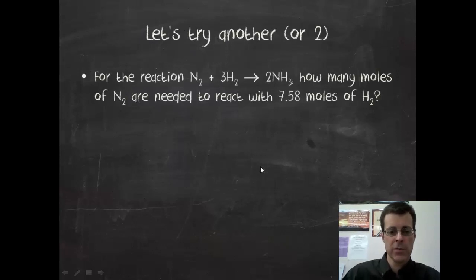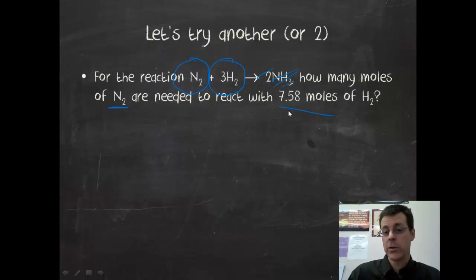Same reaction, except now we're going to mix it up a little bit. How many moles of nitrogen are needed to react with 7.58 moles of hydrogen? So now I'm looking at the two reactants, which means I don't need to worry about the products. Of course, if I have reactants, I'm probably going to have products, but for the purposes of this question, I don't need to worry about it.